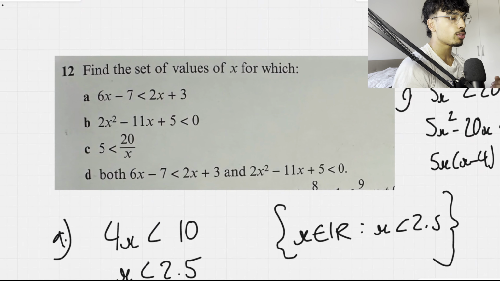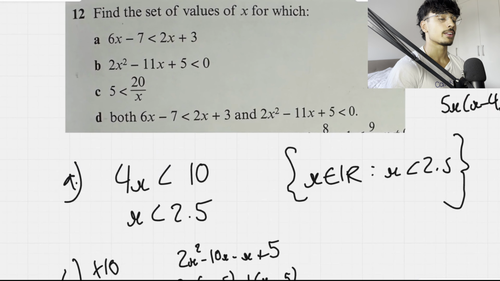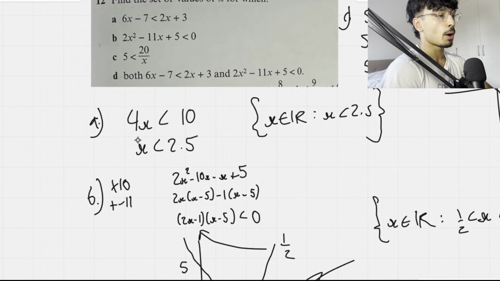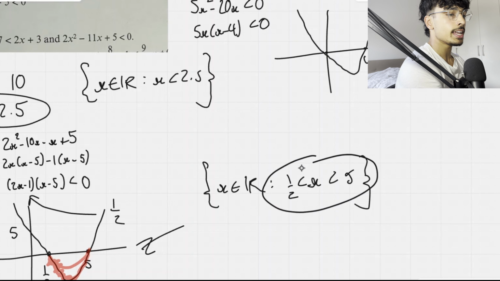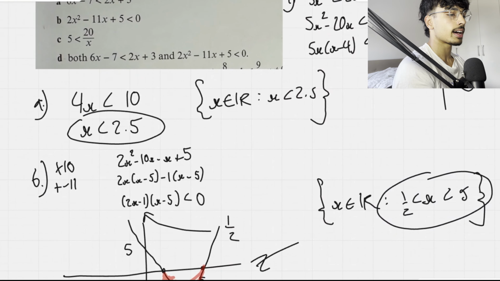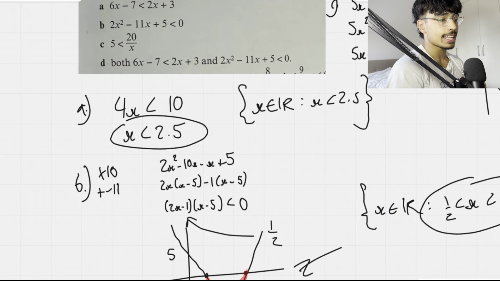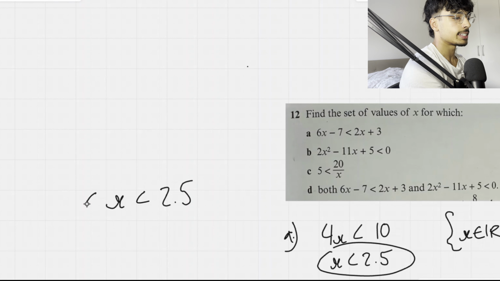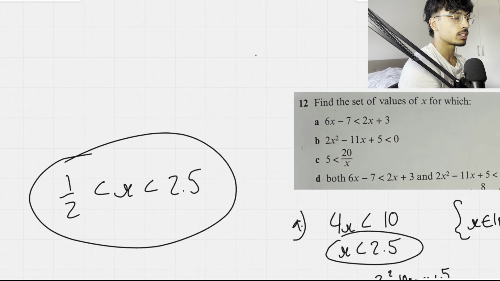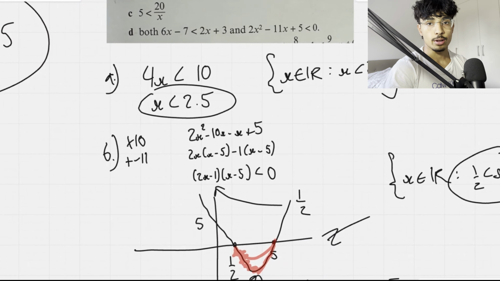So D, both 6x minus 7 is less than 2x plus 3 and 2x squared minus 11x plus 5 is less than 0. So it's both A and B. So for A, we know that x is less than 2.5. For B, we know that x is less than 5 and greater than a half. So essentially, if we want both of them to follow, that means x is less than 2.5 and greater than a half. Okay, and then obviously I can't be bothered to write that in set notation, but you know how to write it in set notation now.